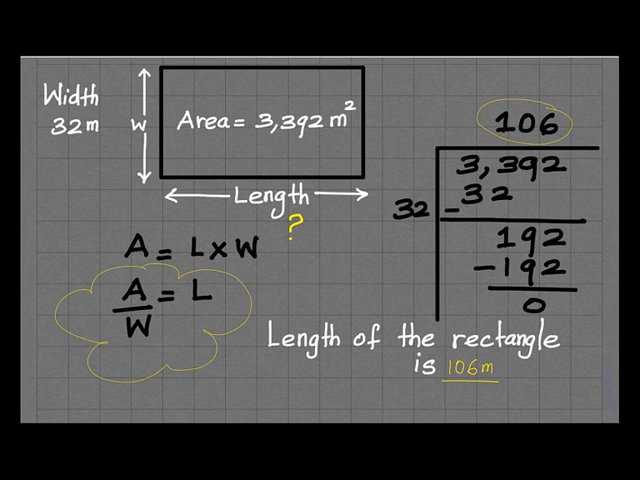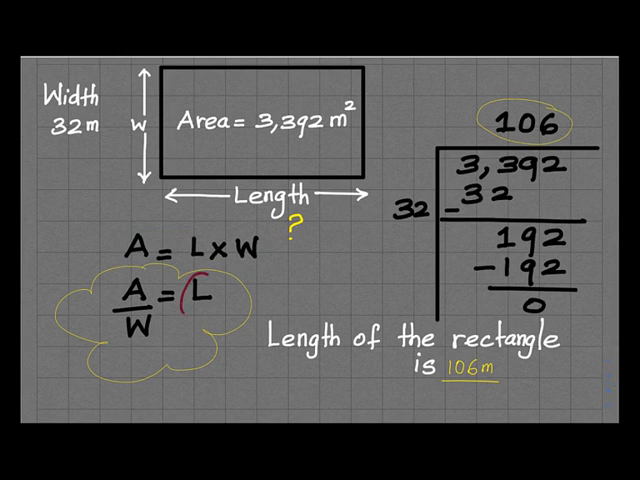Okay. Now you can see a rectangle. The area of the rectangle is given, which is 3,392 meters square. And the width of the rectangle is also given, which is 32 meters. What we have to find is the length of the rectangle. We know the formula to find the area of the rectangle, which is A equals, that means area equals length, L, times W, width.